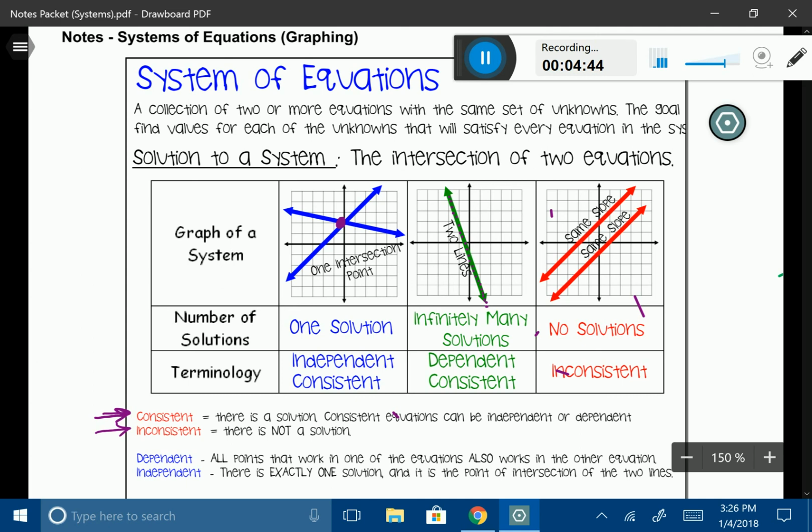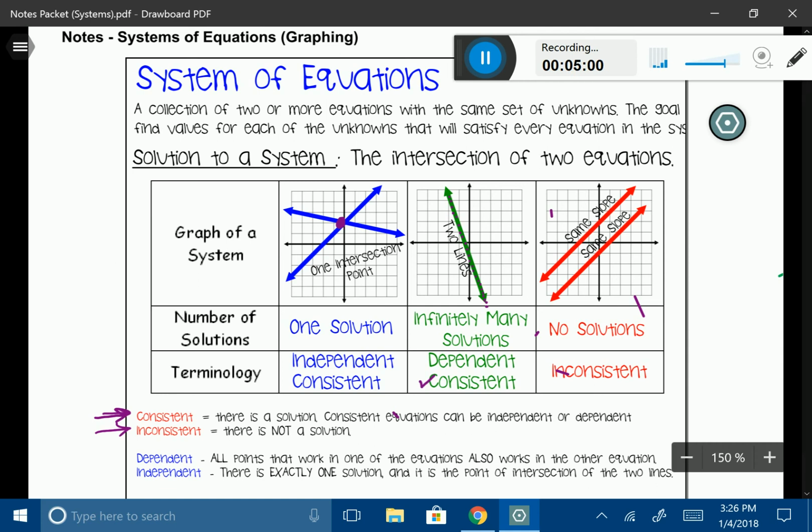So when we talk about the terminology dependent and independent, we have to think, okay, well, consistent and inconsistent. Remember, do we have a solution? Yes, we do, and we have many. That gives us our consistency.